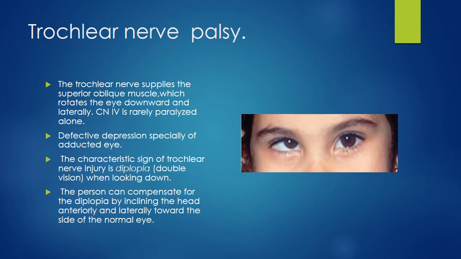Fourth cranial nerve or trochlear nerve is rarely paralyzed alone, but if it is paralyzed, it will result in defective depression, especially in the adducted position of the eye, because superior oblique muscle causes depression in adducted position, and this is the only muscle which causes depression in adducted eye. The characteristic sign of trochlear nerve injury is diplopia, double vision, when the patient looks down, and the person can compensate for the diplopia by inclining the head laterally towards the side of normal eye.